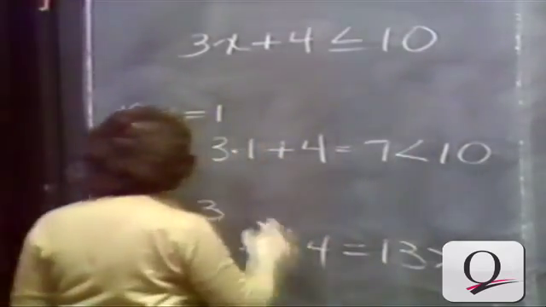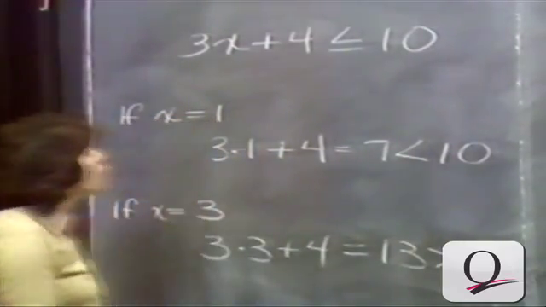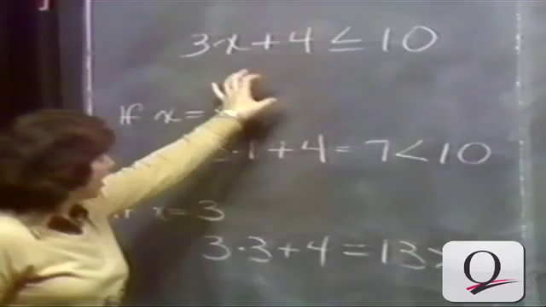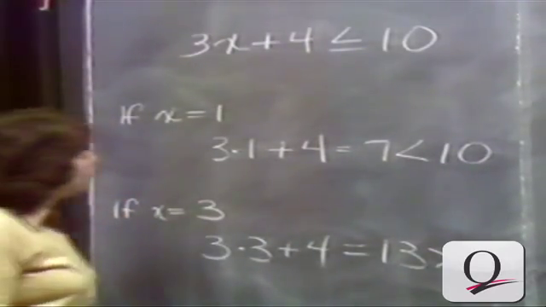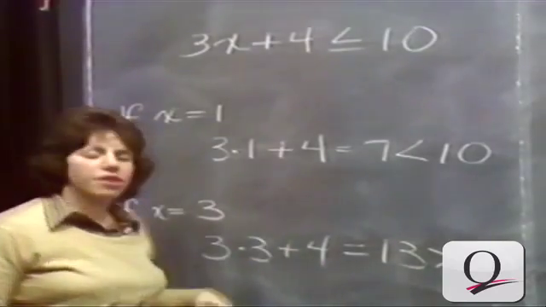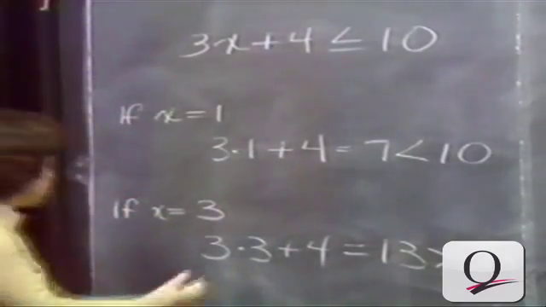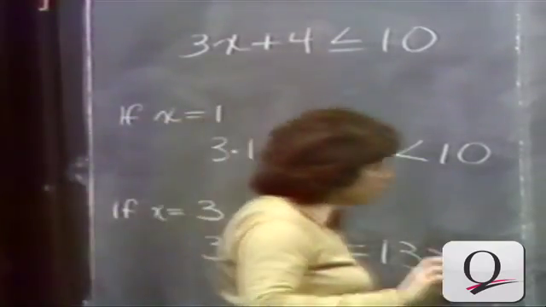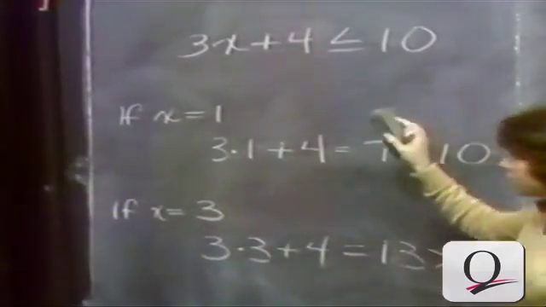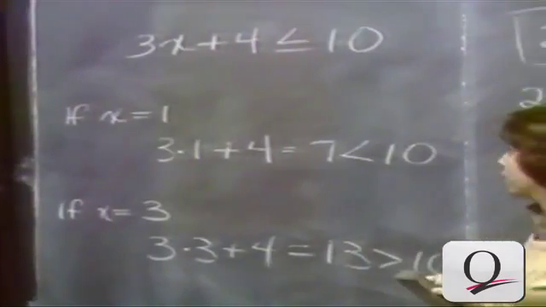So we see that for certain x values, the value is going to be less than or equal to 10. Other values, it's not going to be. We want to know for which values of x this inequality will be a true statement. And the procedure for finding those x values is very similar to solving the equation 3x plus 4 is equal to 10. There are slight variations, but basically what we want to do is isolate x the same way we do when we solve an equation.